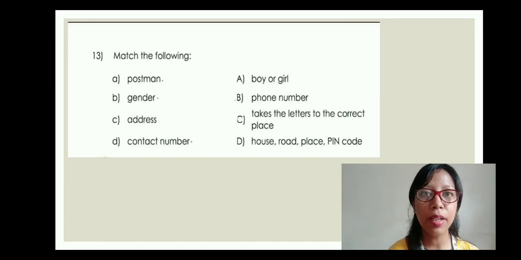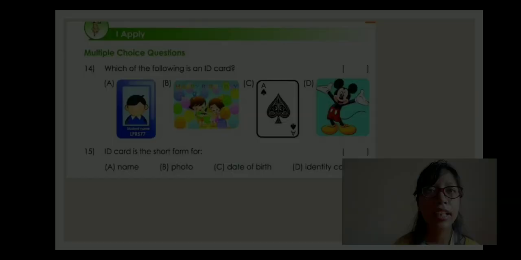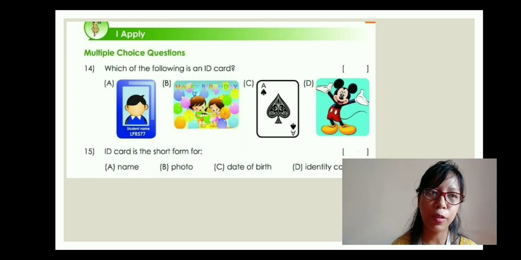Next comes the match the following. There are two columns given, so you have to draw lines and link each to the other, whichever is the correct one. You have to link small a to the other side, small b to the other side, like that. Next come the multiple choice questions.